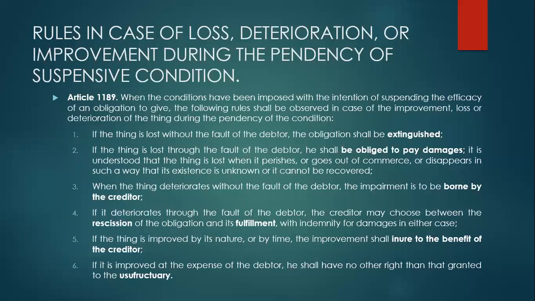So, under Article 1189, when the conditions have been imposed with the intention of suspending the efficacy of an obligation to give, the following rules shall be observed in case of the improvement, loss, or deterioration of the thing during the pendency of the condition. Number one, if the thing is lost without the fault of the debtor, the obligation shall be extinguished, meaning wala nang obligation. If the thing is lost through the fault of the debtor, he shall be obliged to pay damages. Kasi kasalanan ni debtor, bakit nawala yung thing?